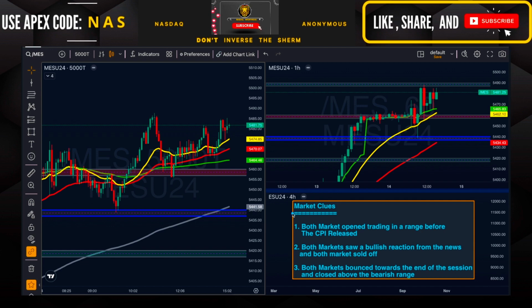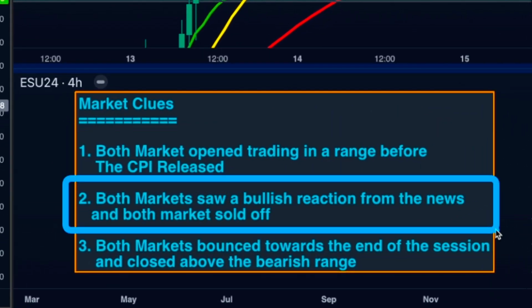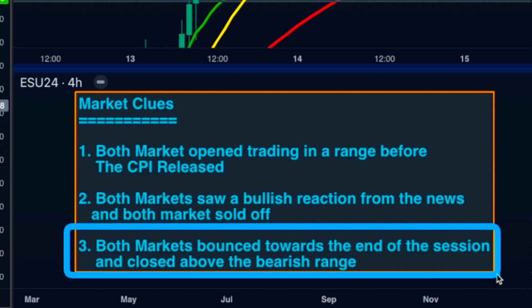So I definitely will be keeping my eye on tonight's price action, and it will definitely shape my bias going into tomorrow's stream. And in summary, both markets opened trading in a range before the CPI was released. Both markets saw a bullish reaction from the news. Then afterwards, both markets experienced a major sell-off. And finally, both markets bounced towards the end of the session and closed above the bearish range. So I do expect price to continue higher.